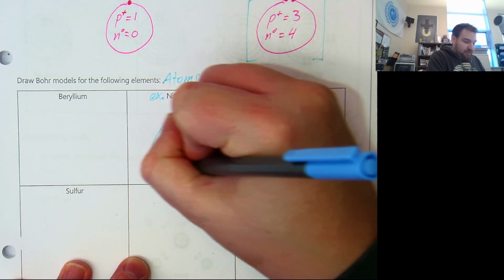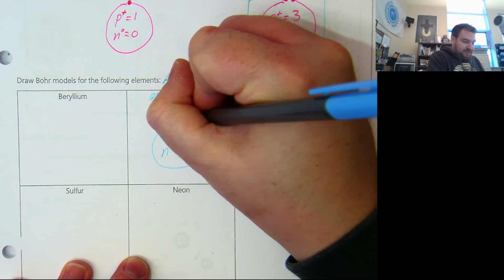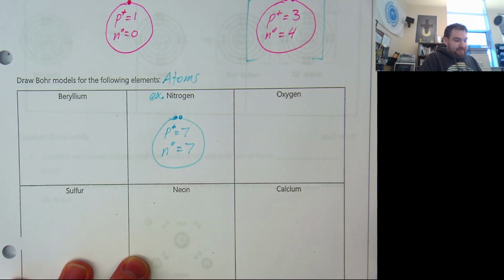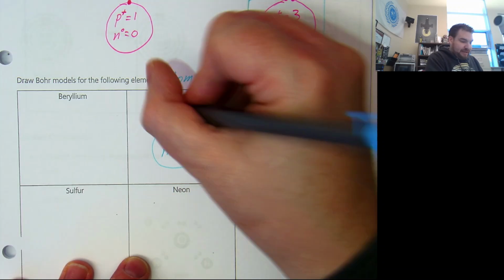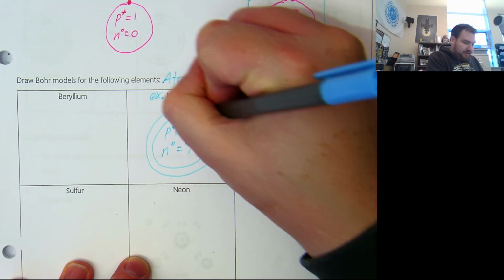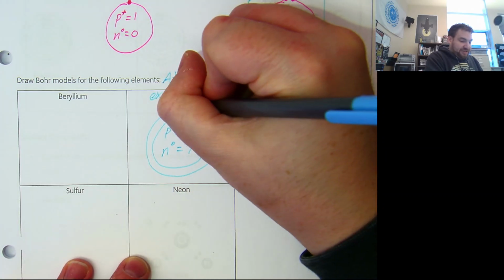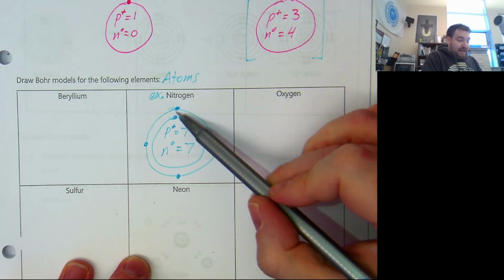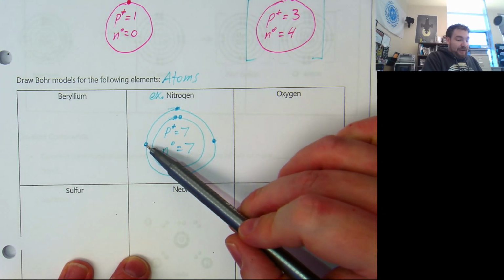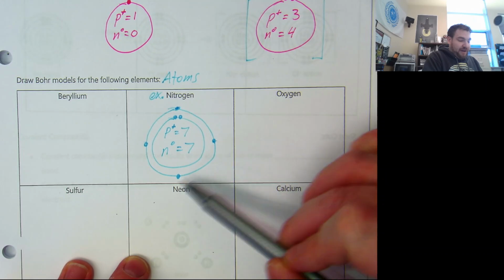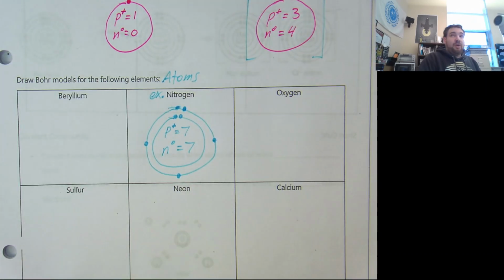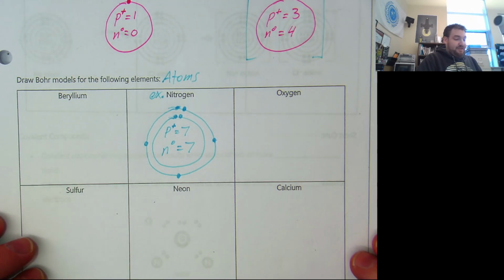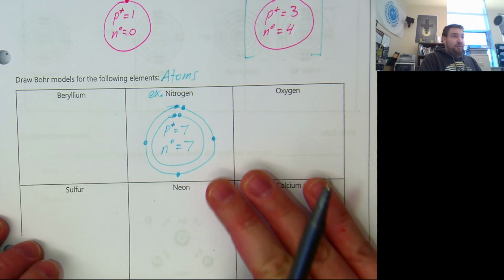The first shell can only hold 2, so we put them together up here at the top. Then we add another ring. We've done 2, so we start at the top. 3, 4, 5, 6. We put 1 at each spot. And we need 7 total, so I've got 1, 2, 3, 4, 5, 6, 7. We've added 1 more and we're done. So that's the atom. I'll do one more example of an ion.